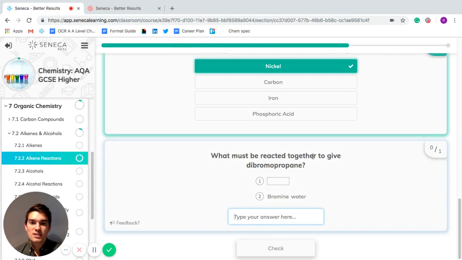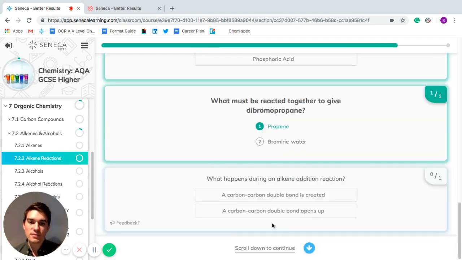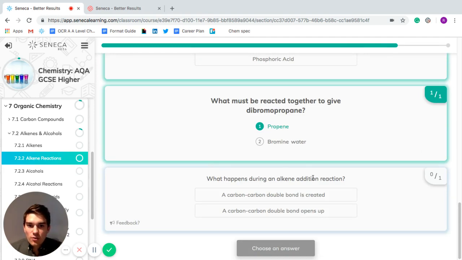What must be reacted together to give dibromopropane? Prop is telling us it's 3 carbons. The dibromo just means there are 2 bromines on there. If you remember that added, we just needed the alkene. So the alkene that relates to propane would be propene. Fantastic.